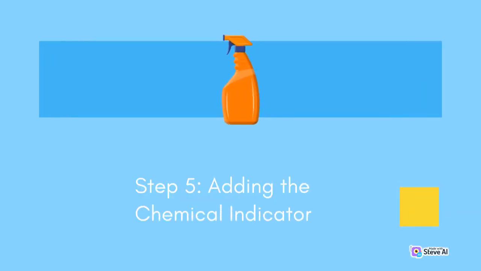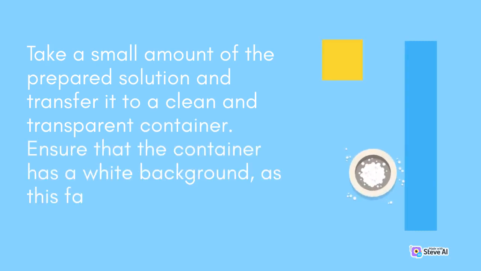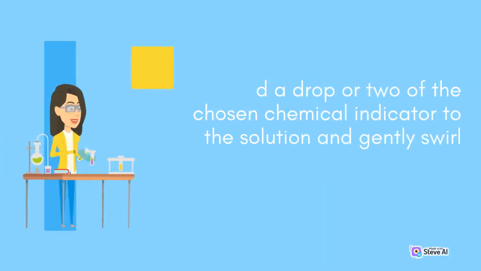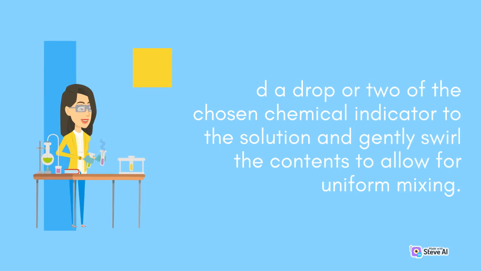Step 5. Adding the chemical indicator. Take a small amount of the prepared solution and transfer it to a clean and transparent container. Ensure that the container has a white background, as this facilitates accurate color observation. Add a drop or two of the chosen chemical indicator to the solution and gently swirl the contents to allow for uniform mixing.